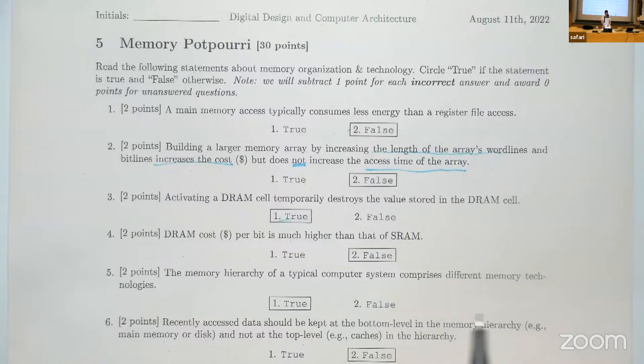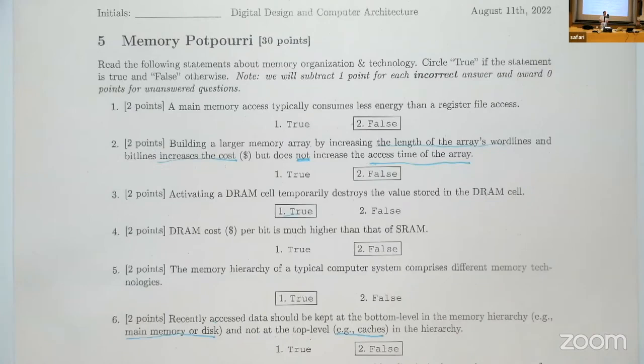Recently accessed data should be kept at the bottom level in the memory hierarchy, bottom level meaning the main memory or disk, but not at the top level, meaning caches. And this is false because if you're frequently accessing data, you want to keep it close to your processor. So you want to keep it at the top level because you can access it much faster. Putting it in main memory or disk does not make much sense because you spend more energy and more time to access that data.